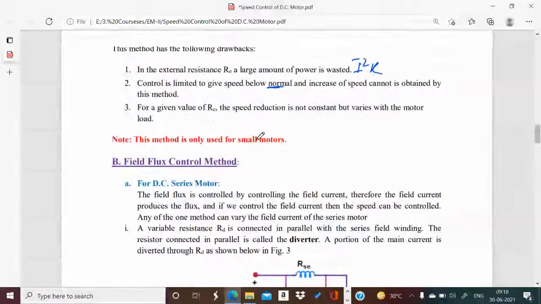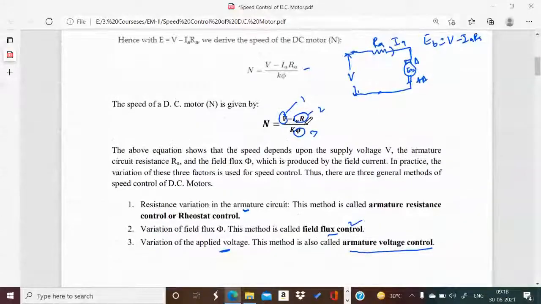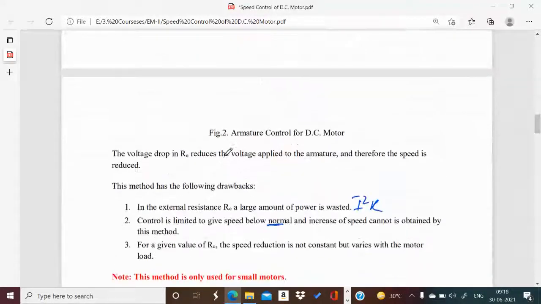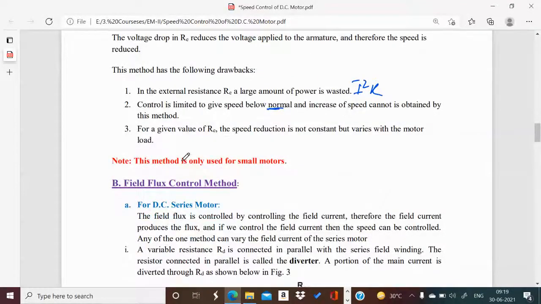Now go to another method. That another method is nothing, it is a flux. What happens if we change the flux? This method is only used for small motor. That means this will be the main takeaway point. This method is only implemented for the small motor. Large motor के लिए method हम use नहीं करते हैं.